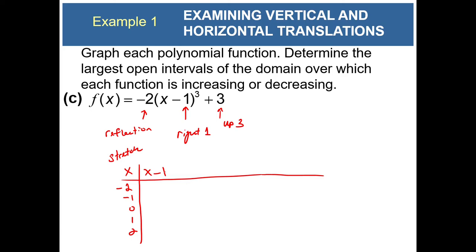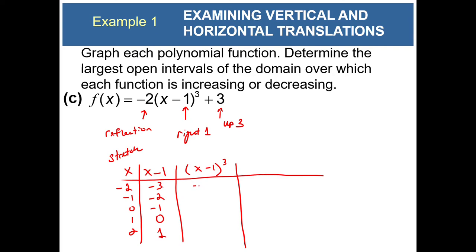If I plug a -2 into here, we get -3. -1 minus 1 is -2. 0 minus 1 is -1. 1 minus 1 is 0. And 2 minus 1 is 1. So this is now x minus 1. But I want to graph x minus 1 cubed, so in the next column, we're going to cube it. So I'm going to cube all of these values.